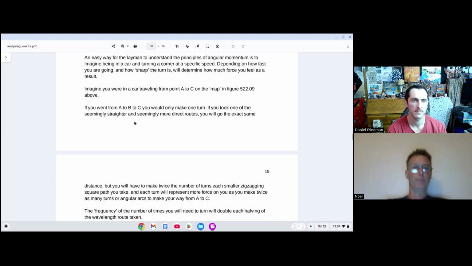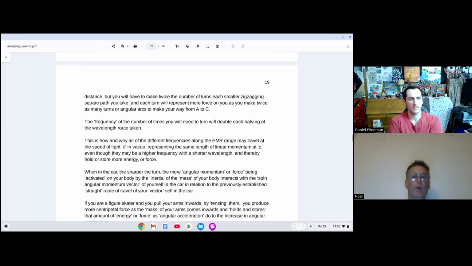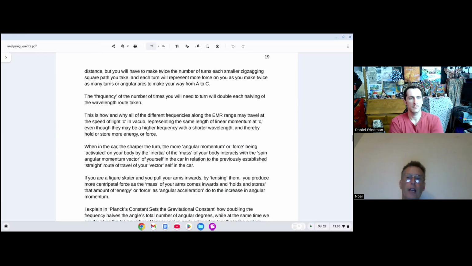If you went from A to B to C, you would only make one turn. If you took one of the seemingly straighter and more direct routes, you'll go the exact same distance, but you'll have to make twice the number of turns, each smaller, zigzagging square path you take. Each turn will represent more force on you as you make twice as many turns or angular arcs to make your way from A to C. The frequency of the number of times you'll need to turn will double each halving of the wavelength route taken.